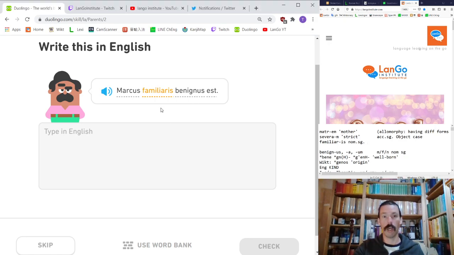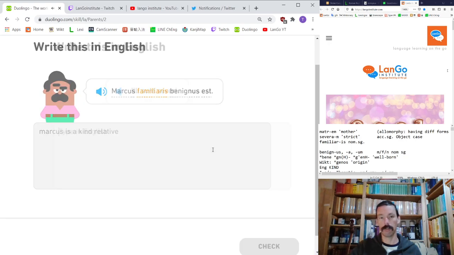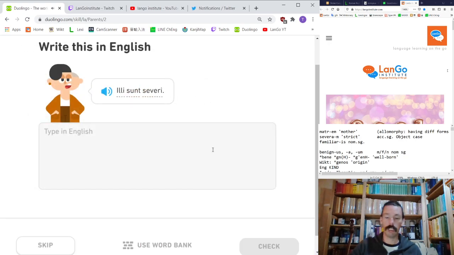Nominative singular. So the question is, how do we bracket this? Like, what belongs together in a phrase? Our predicate, the comment part of the sentence, benignus est, is kind. Someone is kind. The relative, also an adjective originally. My best guess is Marcus is on its own a noun phrase, is a kind relative, taking familiaris as the head noun, benignus as an adjective. Latin doesn't distinguish those. Ili sunt severi. Ili, masculine plural. They, sunt, are strict.